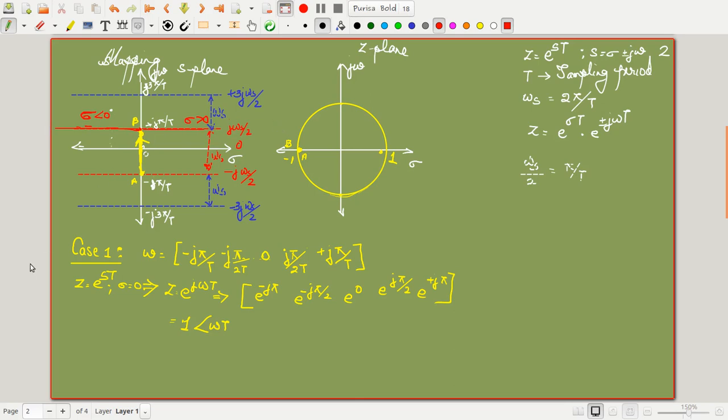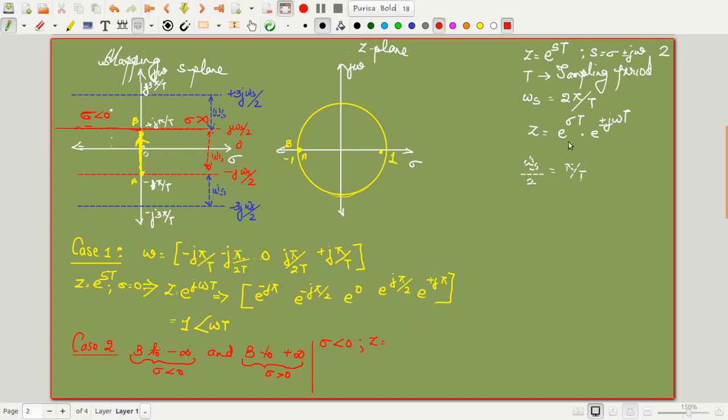So how will it look like? So I am going to take the red part, case 2. So it is going from B to minus infinity and B to plus infinity. B to minus infinity means sigma is less than 0. B to plus infinity means sigma is greater than 0. So that means when sigma is less than 0, what will be z?